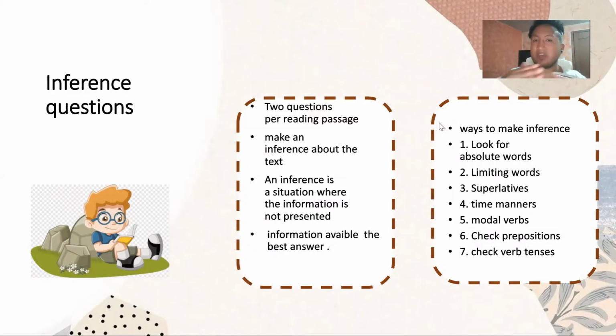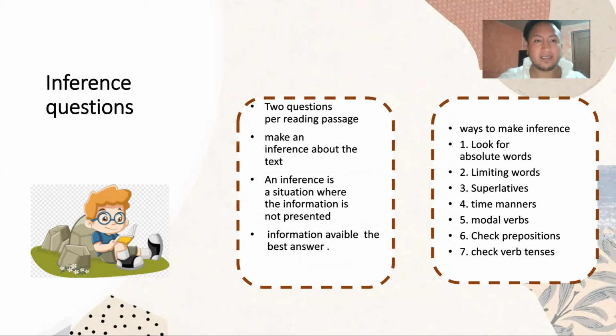Also, check the verb tense of the extra sentence and find where the same tense is used in the paragraph. In this part, we have inference questions. At least 2 questions per reading will require you to make an inference about the text. An inference is a situation where the information is not presented in the passage, and you must use the information available to choose the correct answer.